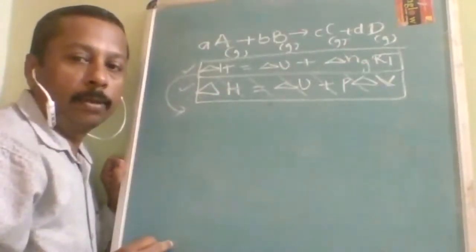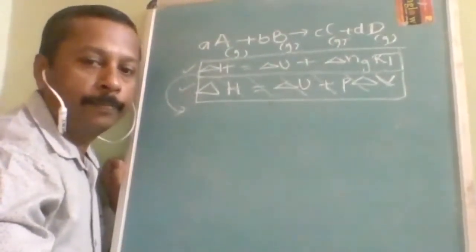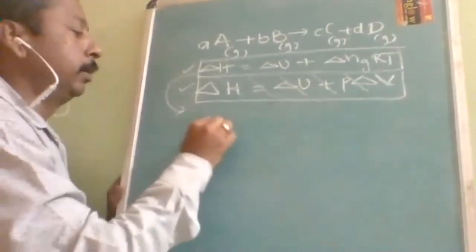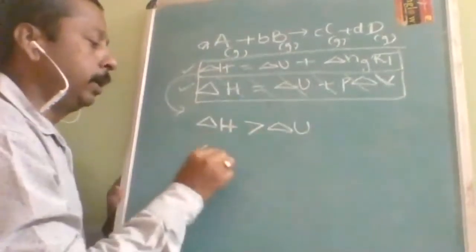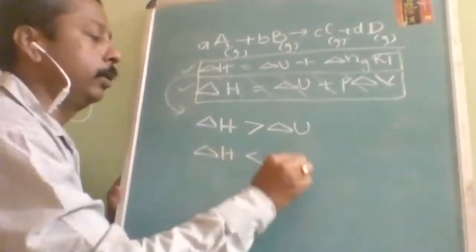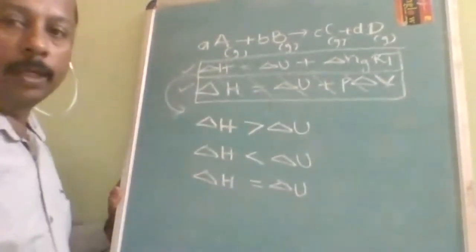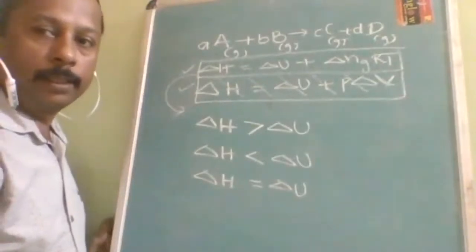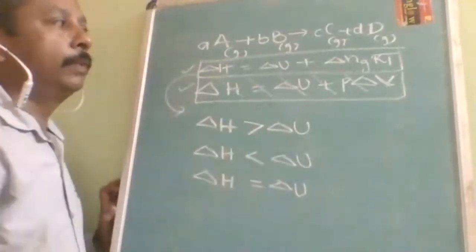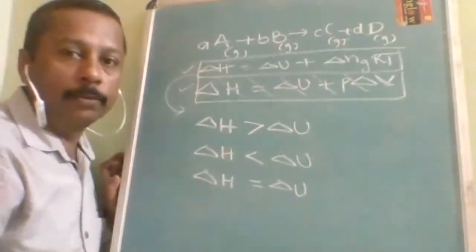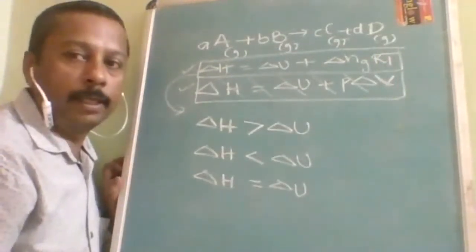But it is not so. Delta H may be greater than delta U, delta H may be less than delta U, and sometimes delta H may be equal to delta U. But what is the factor which decides that? That factor is the sign of delta ng, not even the value. The sign of delta ng will decide which is greater, which is lesser, or whether they are equal or not.